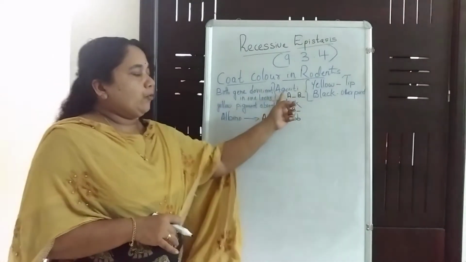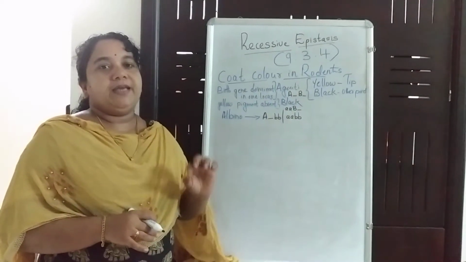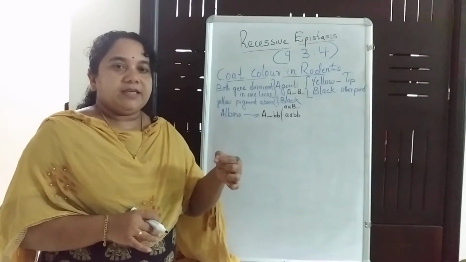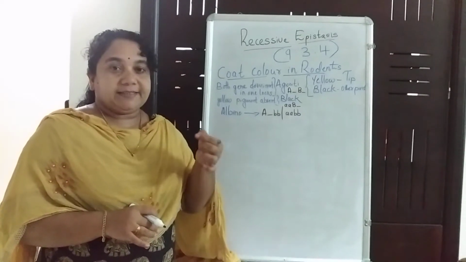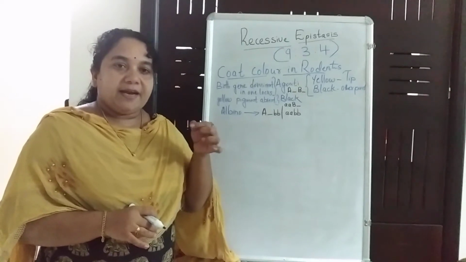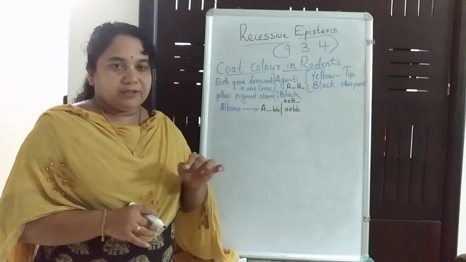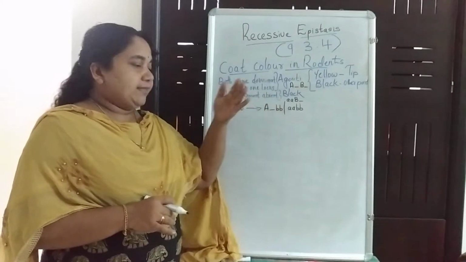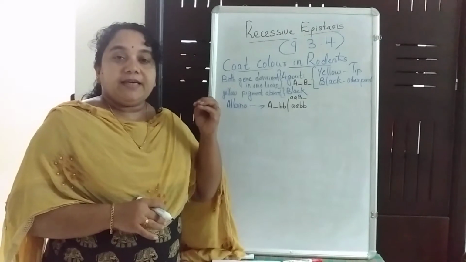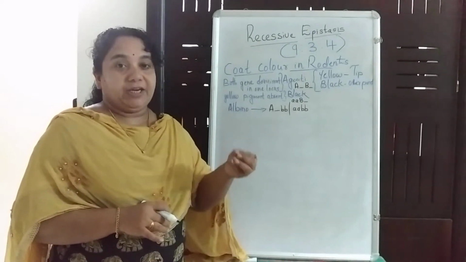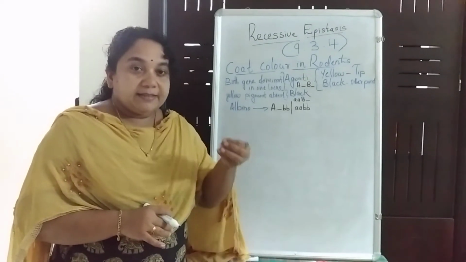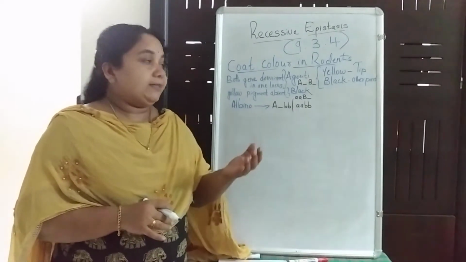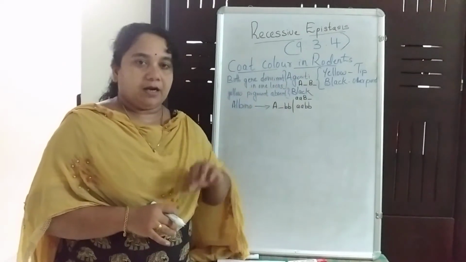Usually the agouti color is best for the mice to adjust with their environment. How? Because it can escape from its enemy or be acclimatized to its surroundings. So agouti is the naturally selected color, and black is the second one. The albino, the enemy can easily identify. So for natural selection, the best coloration is agouti.